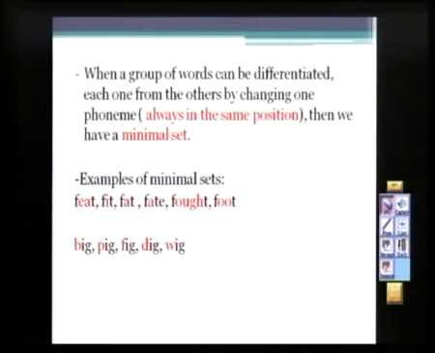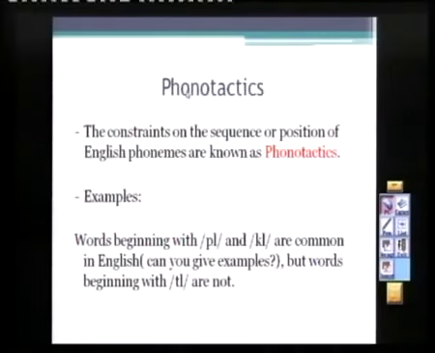So the minimal set is the same thing as a minimal pair, except for the fact that you have more than two words. Good? Okay, be careful about minimal sets and minimal pairs. Do you have any questions about minimal sets and minimal pairs? No? Okay. We're going to continue something that we call phonotactics.